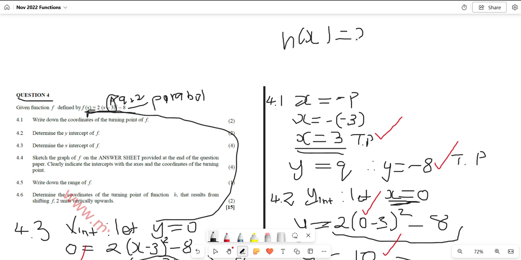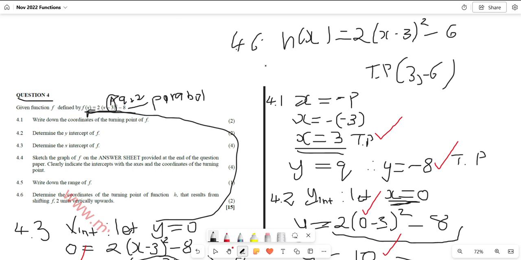That is going to give us h of x equal to 2 in bracket x minus 3 all squared, minus 6. When you add 2 to negative 8, we are left with negative 6. Then TP, the new coordinate, will be positive 3, which is the same one. Now the y coordinate there will be negative 6. 2 marks there. That is 4.6. That is it about question number 4.